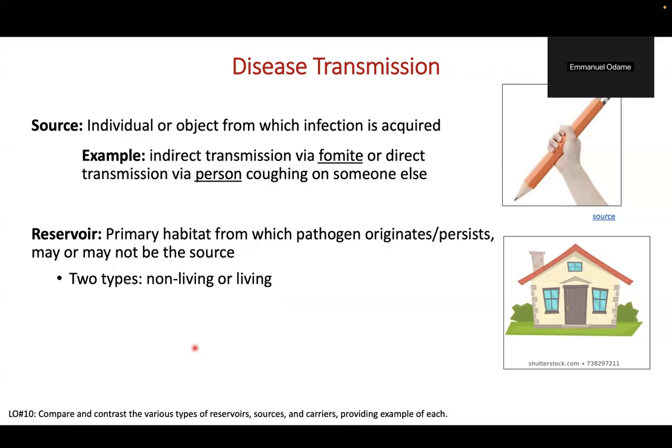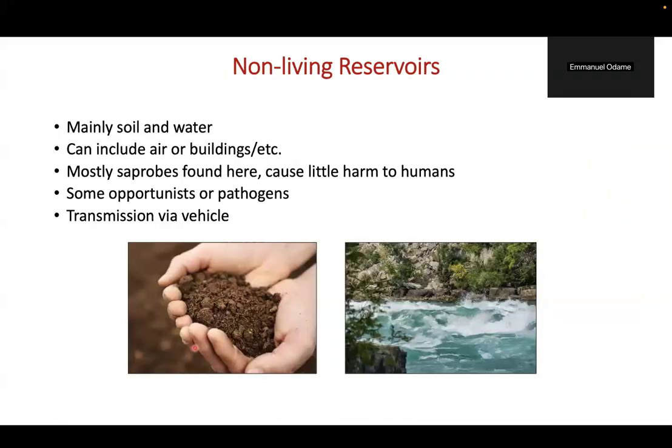And it can be living or non-living. So let's first talk about the non-living reservoirs. One example is soil. It can be water, and can include air or buildings. They mostly are saprobes. They are found everywhere. Bacteria or pathogens in this category are saprobes. They are found everywhere and cause little harm to humans. In some rare cases, we will have some opportunistic microbes and pathogens. Their mode of infection is most commonly through a vehicle. So it can be through soil, doorknobs, or water.